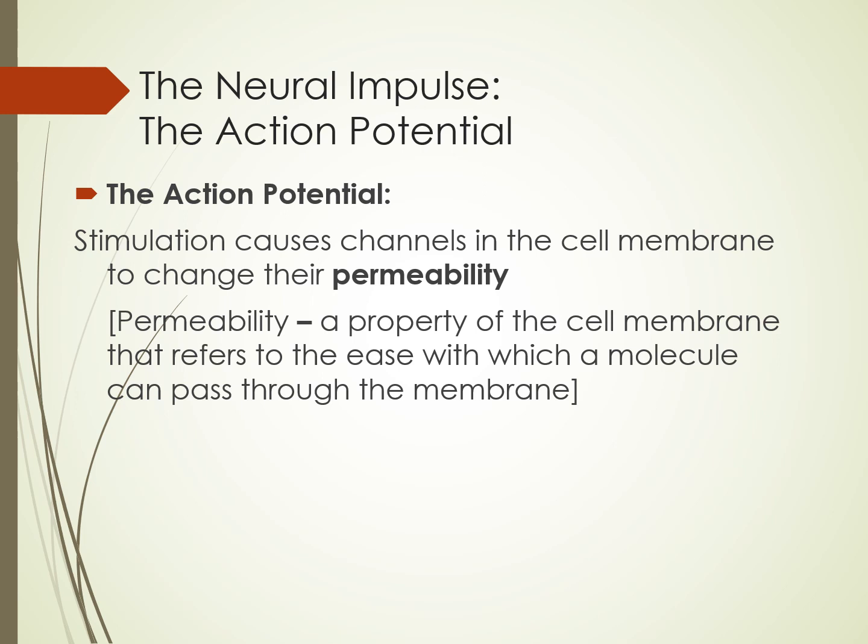So I'd like to do a lot of this from pictures, but it is good to see the wordy words and make sure that I use the terminology, use my language, use my words. So, stimulation, in this case, we were talking about a touch receptor, so some kind of pressure or touch stimulation causes the channels in the cell membrane to change what's called permeability. And permeability is this property of the cell membrane that refers to the ease with which particular molecules can pass through the membrane. So remember, we're first going to change our permeability to sodium.